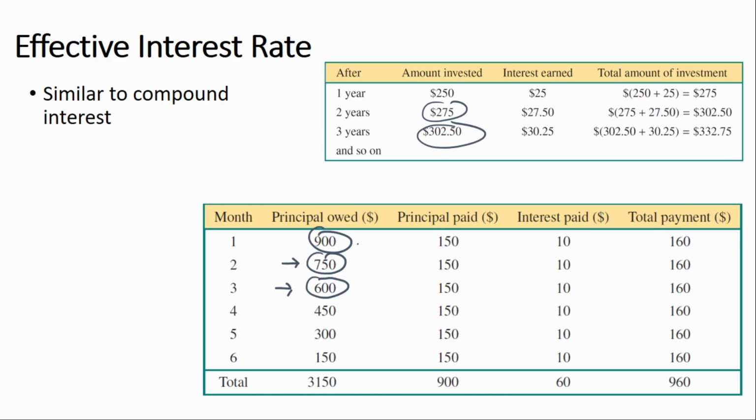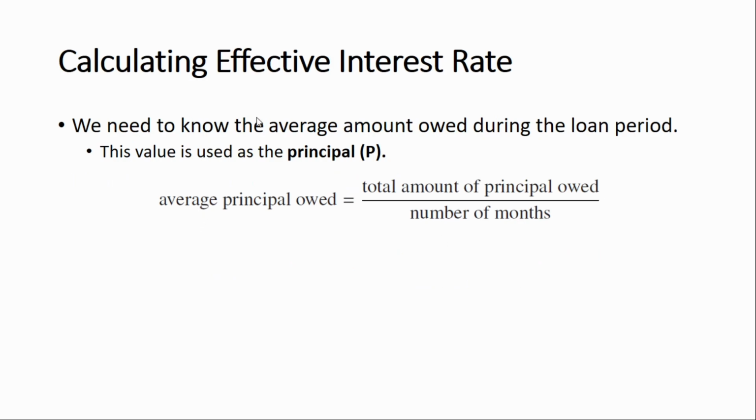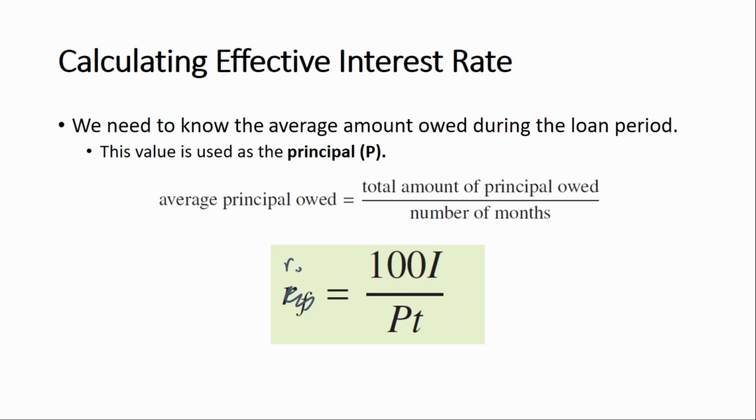Right, so now we know the difference between the two, let's have a go at working out and calculating the effective interest rate. So first off, to do this, we need to know the average amount owed during the loan period, and this value is going to be used as the principal. Once we've got that, we can just use this formula again from before, which is from the flat rate of interest. But in this case, we'll be changing the RF here to RE. Don't worry about writing anything down just yet, we'll just make sense of this first.